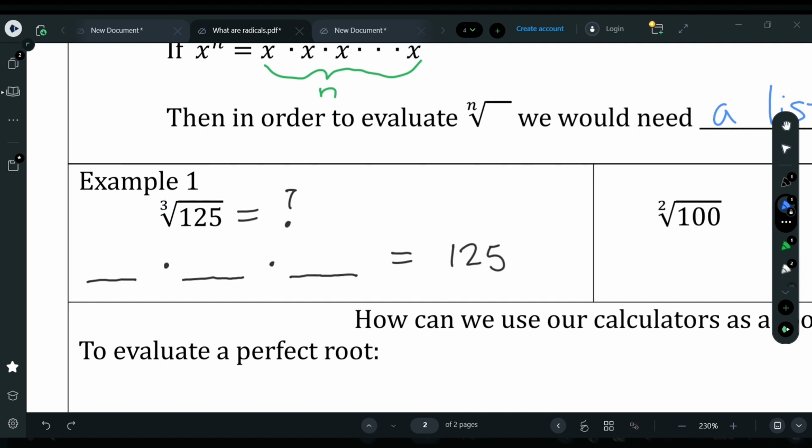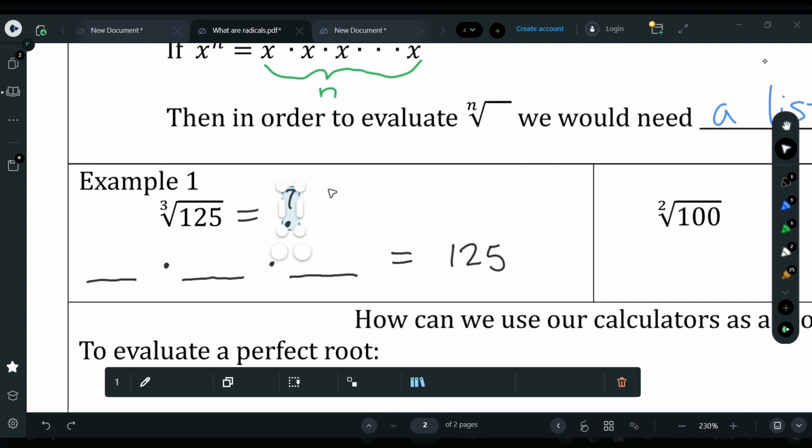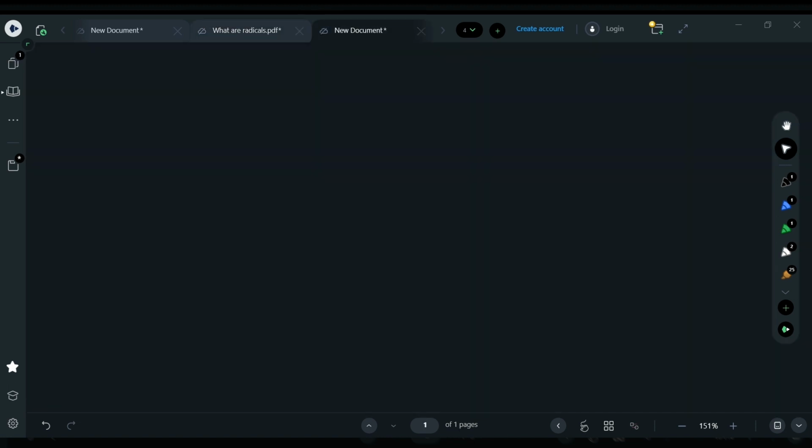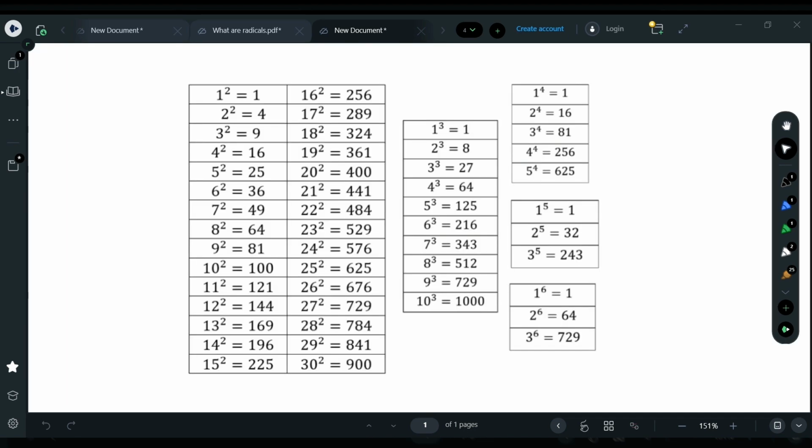So you might be able to think about this and come up with a number here, but we have a list of powers that we can look this up on. So let's go back to the list. All right, cube root of 125. So this is how you do it on the list. If this is what we're trying to do, here we go. 125, and it's a cube root.